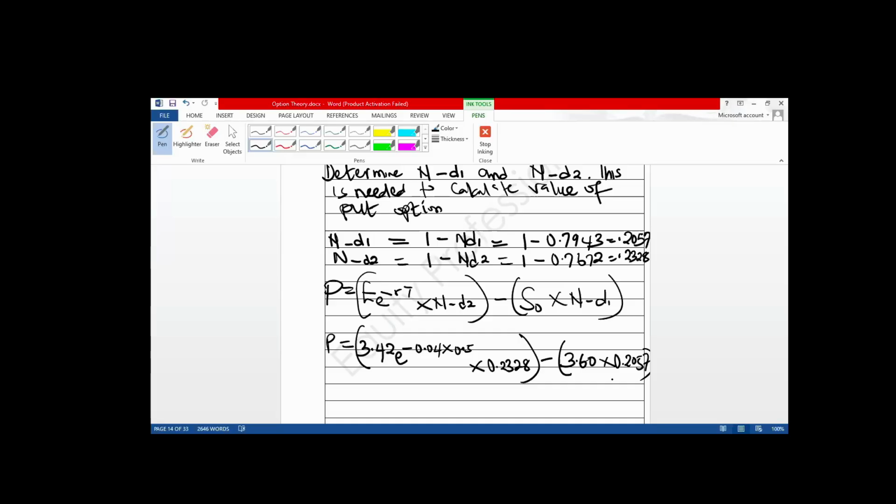Carry your calculator first. On your calculator, start with your 3.42. Are we going to put the brackets? It's not compulsory, but you can put it if you like.